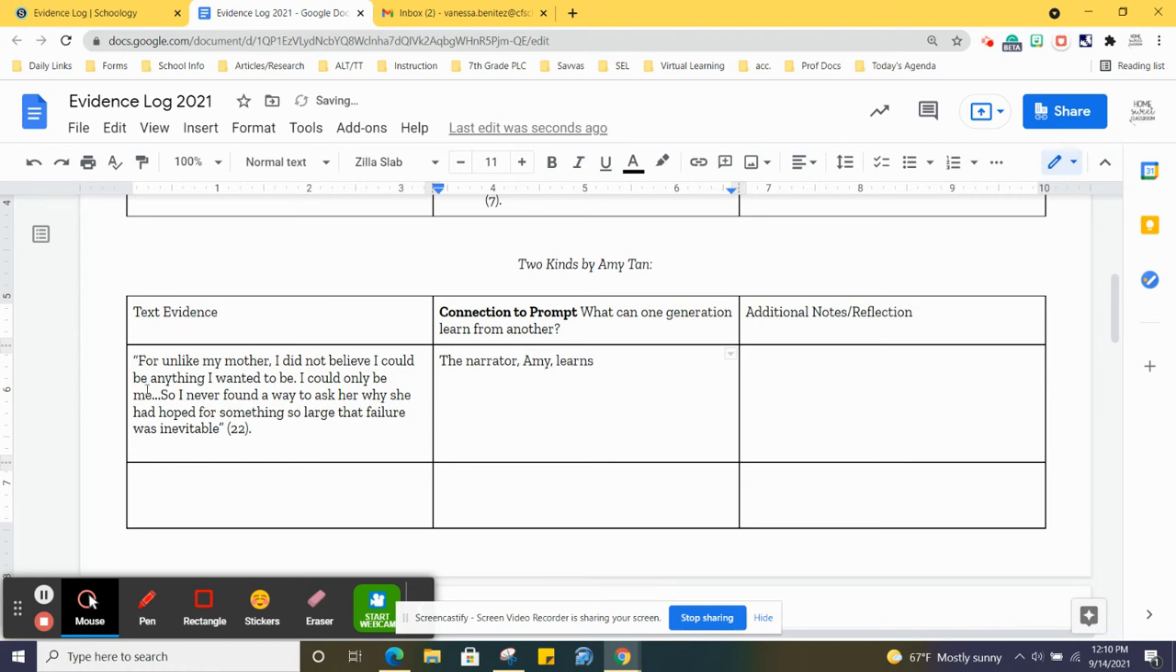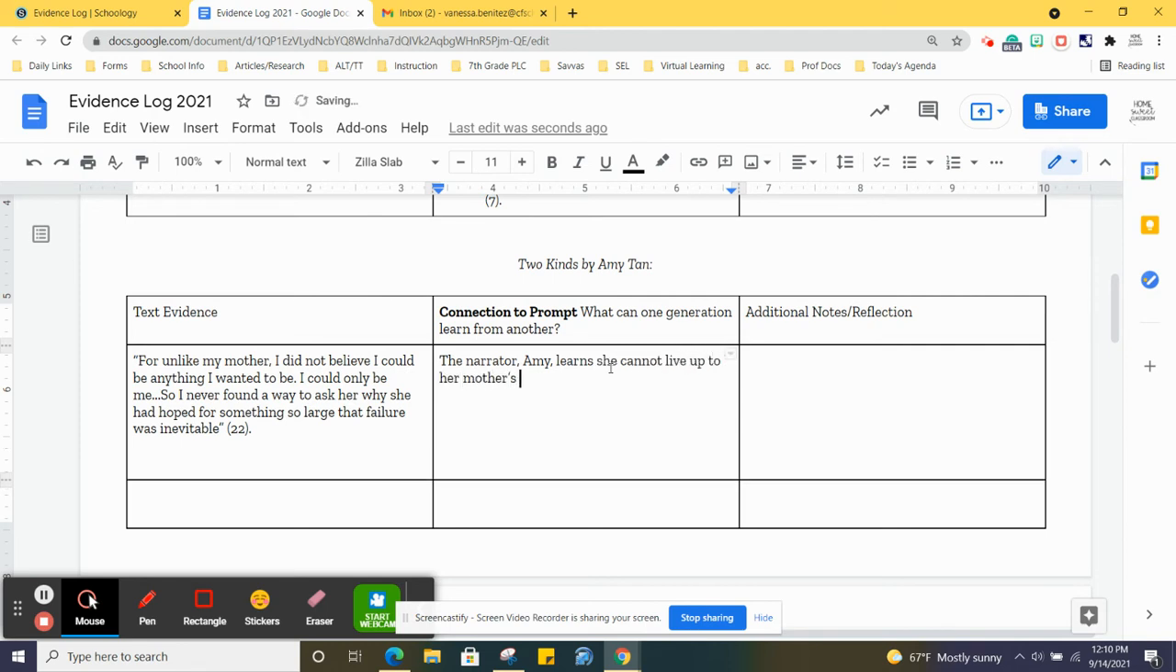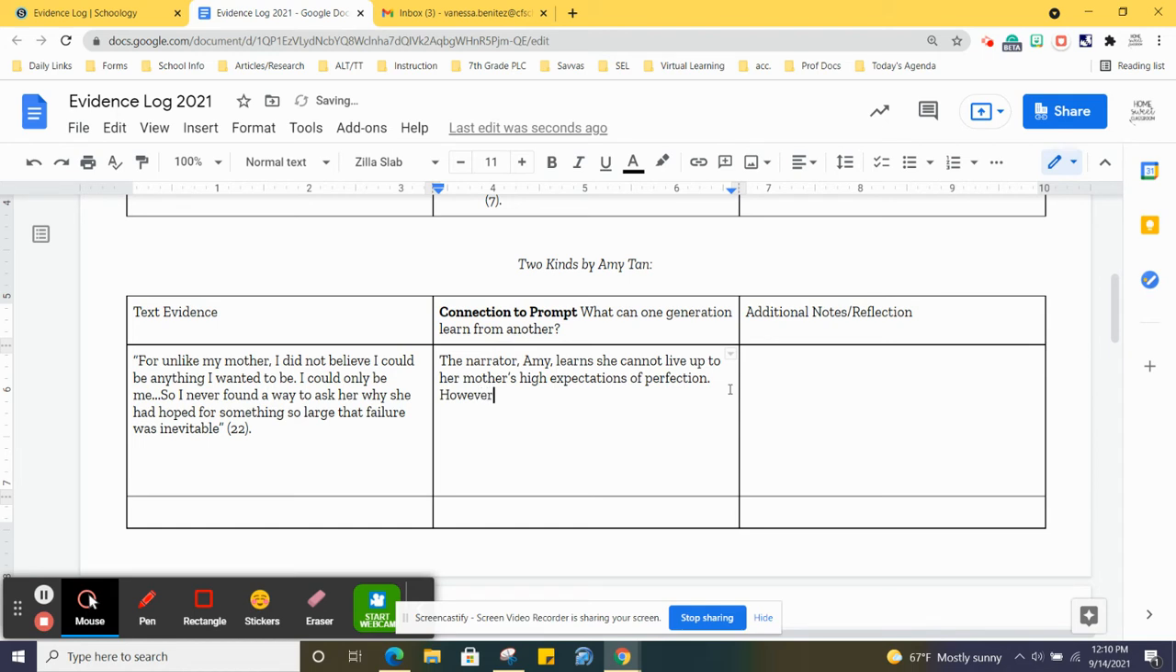learns. Well, if I look at this first part, "for unlike my mother, I did not believe I could be anything I wanted to be." What does that show she learns? Well, it shows that the narrator, Amy, learns she cannot live up to her mother's high expectations of perfection. So that's what she learns. But it also shows that her mother, she says, unlike my mother, so that means her mother does or did believe that Amy could be anything she wanted to be. So let's add that. So we're going to start with a transition word, however, comma.